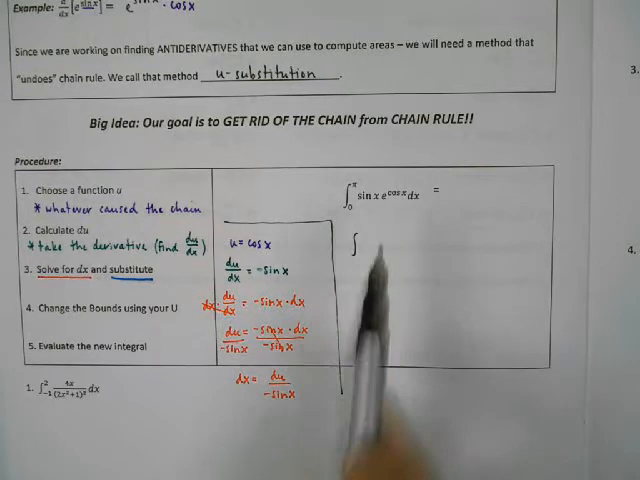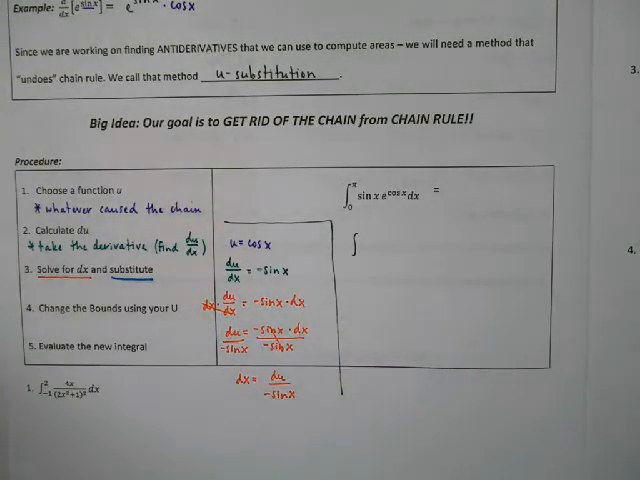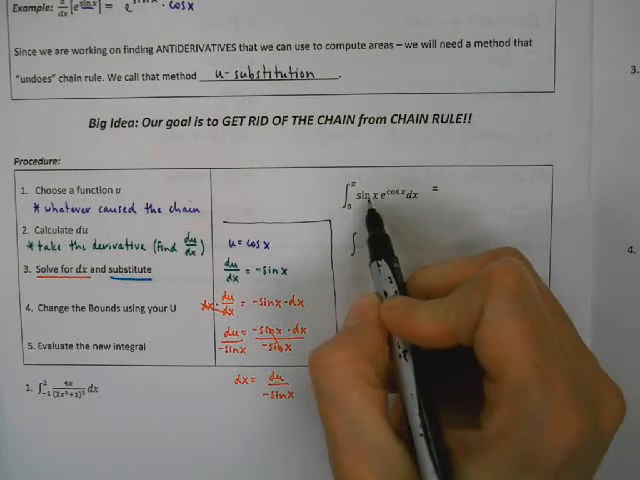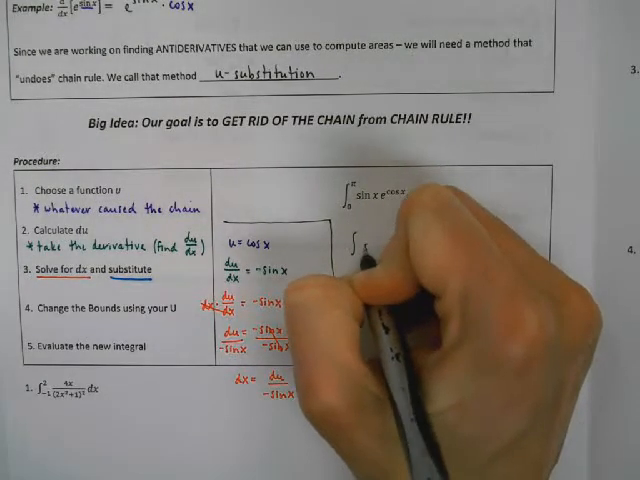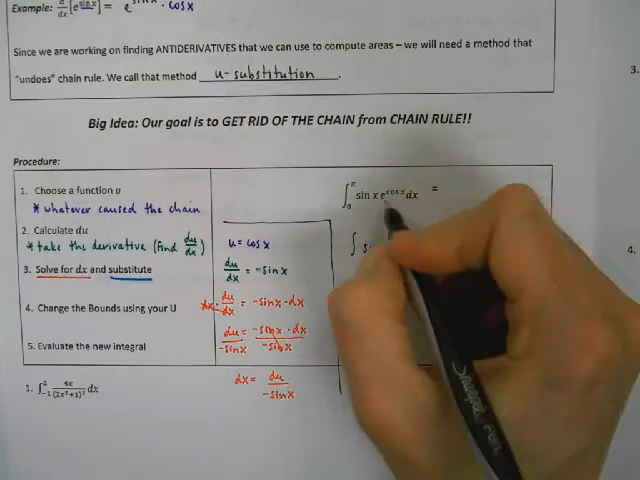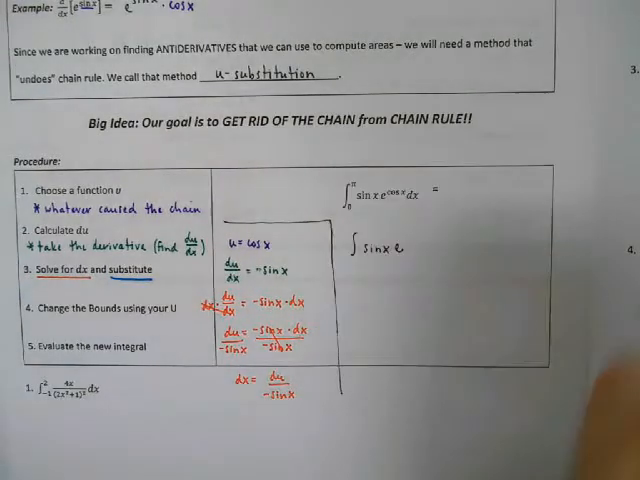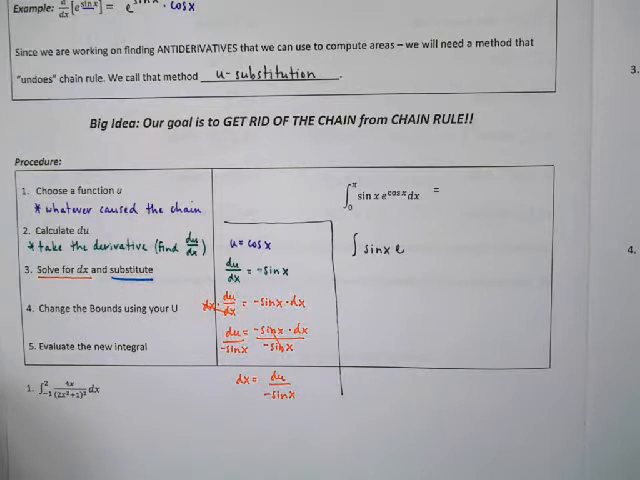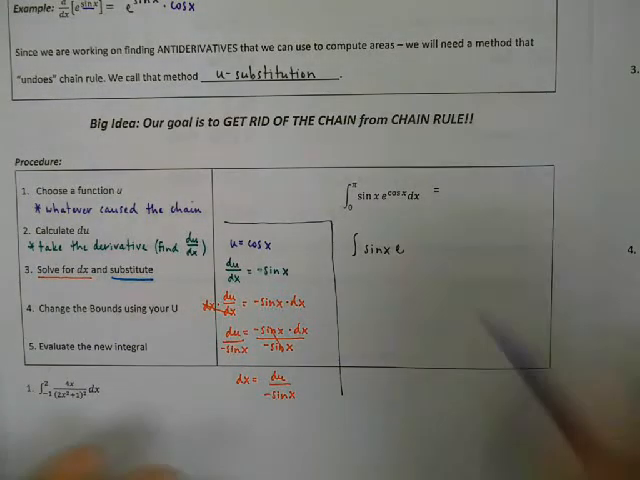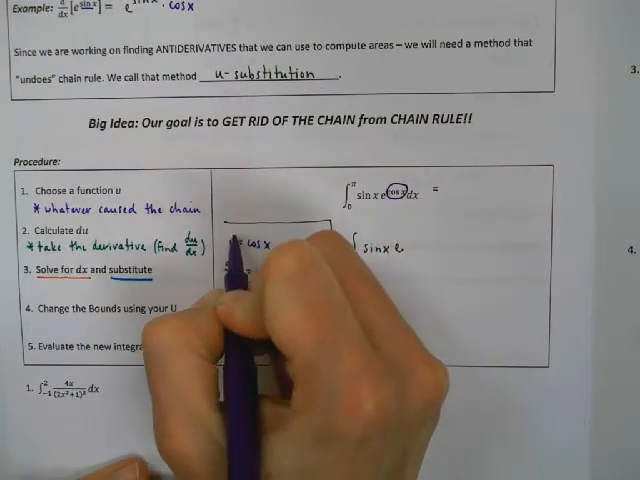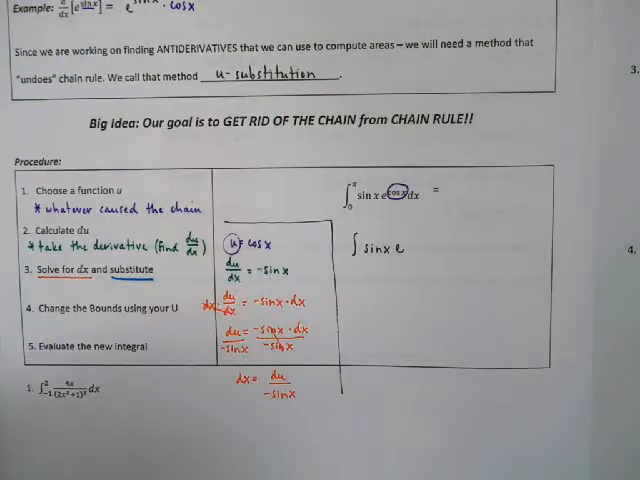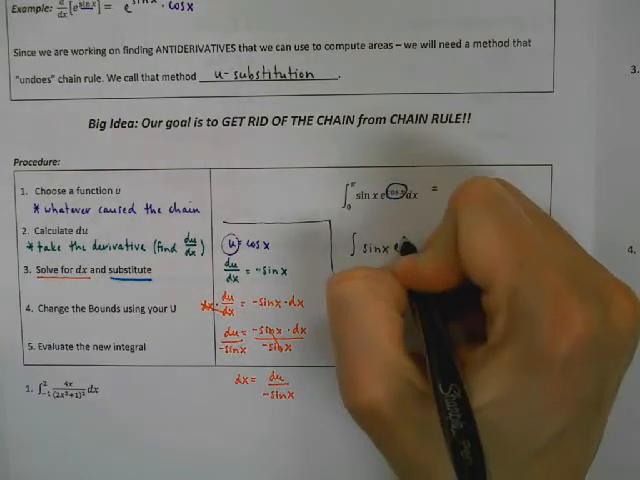And here's what I'm going to do. In my integral, I notice I have sine of x. So I'm going to copy down the sine of x. Then I have my exponential function, but what I notice is that this cosine of x is just my u here. So instead of writing cosine of x, I'm going to substitute that u.